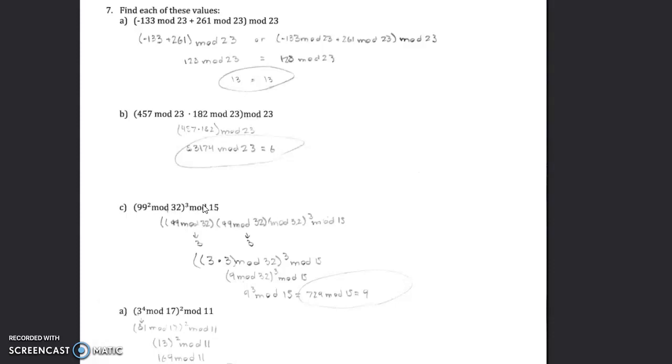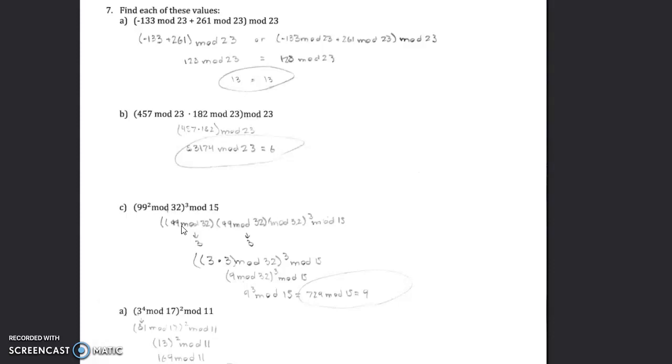For B, it's going to be the same thing, but this time we're multiplying. 457 times 182, you're modding by the same number inside, so it's like terms, and you're modding by the same number outside. So 457 times 182 is equal to 83,174. You mod that by 23, you get 6. C is a little more difficult because you have exponents on the 99 and on the parentheses. So you can expand it to 99 mod 32, 99 mod 32, mod 32.